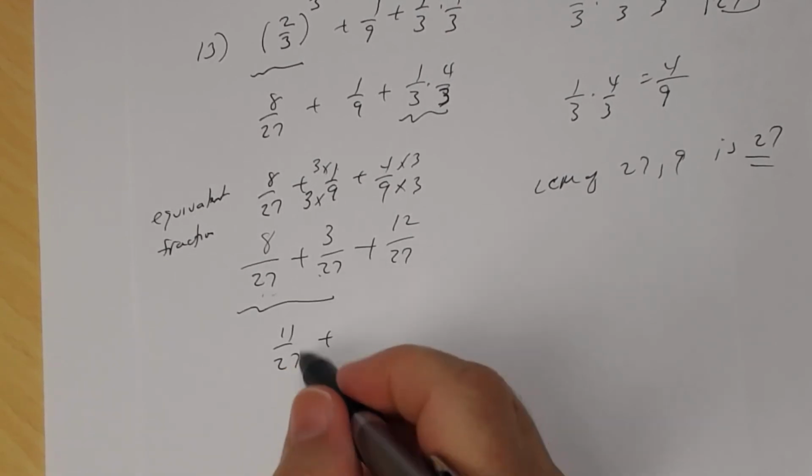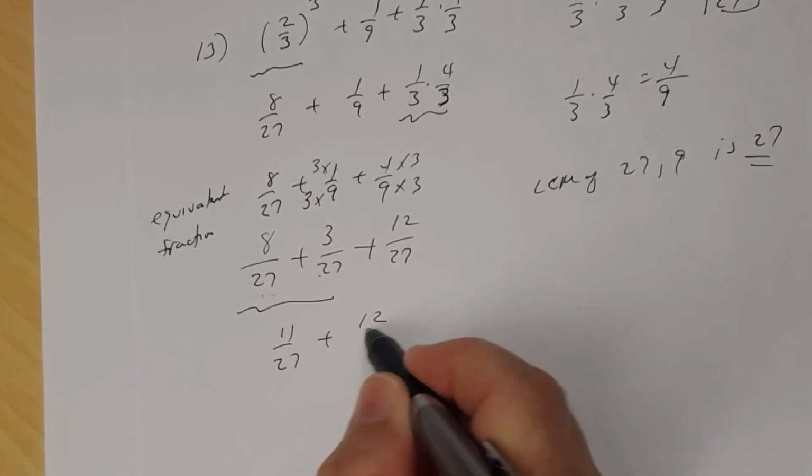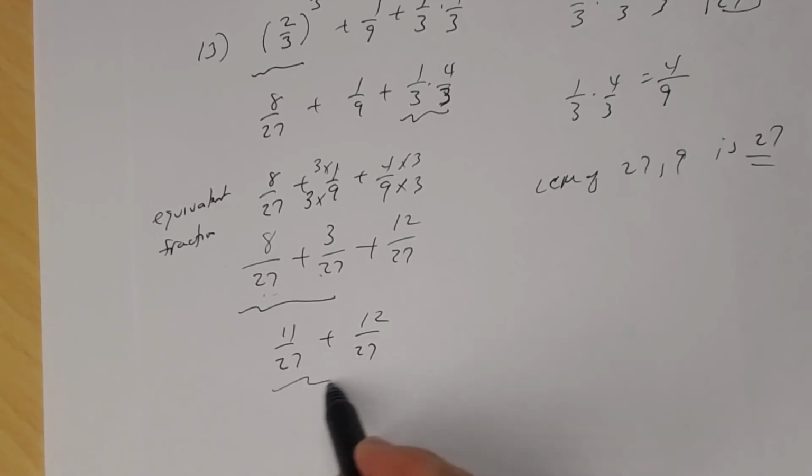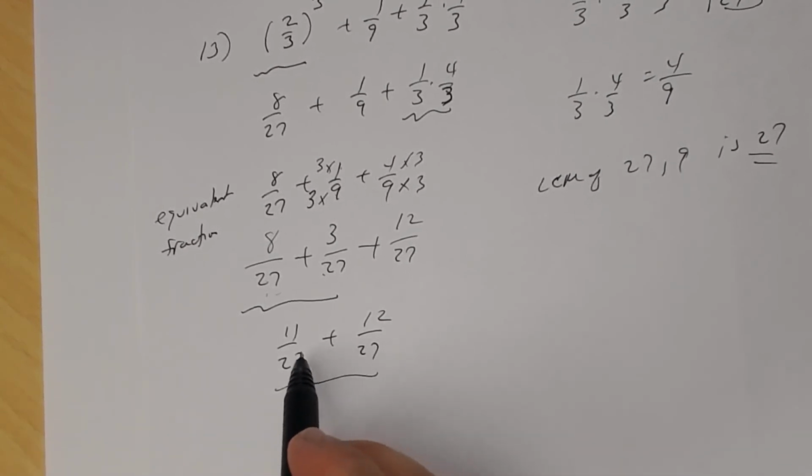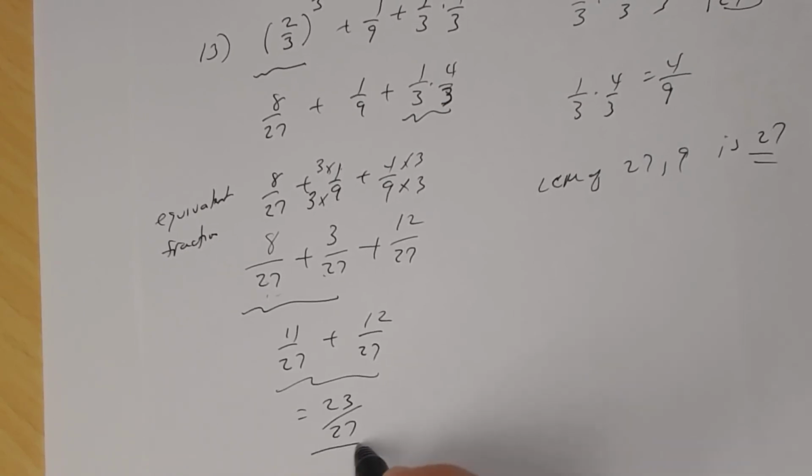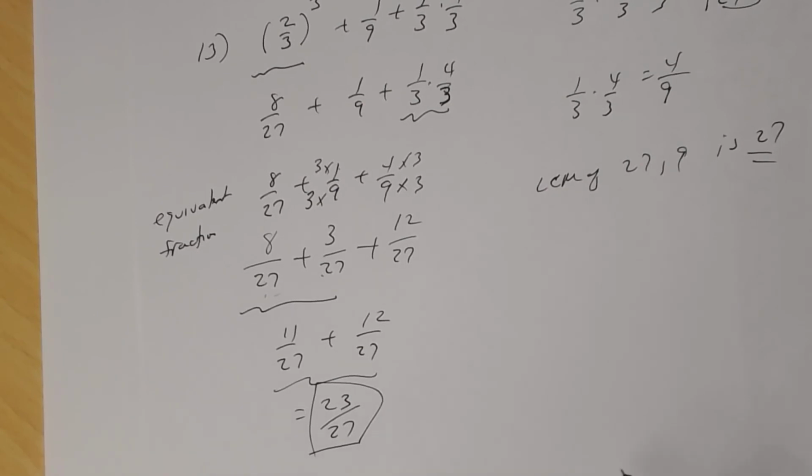Plus, I'm going to do one thing at a time. So I'm going to go ahead and write that other fraction over. And now these two fractions add together. 11 27ths plus 12 27ths is 23 27ths. And there's your answer, 23 27ths. You can't reduce it. You're done.